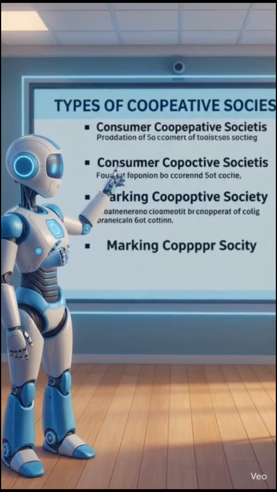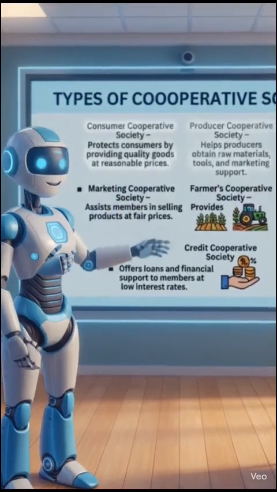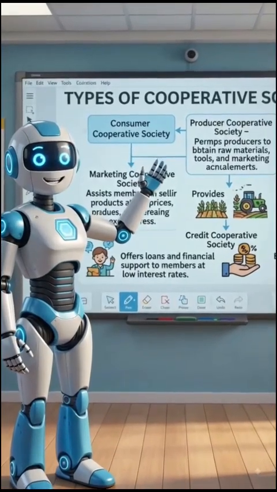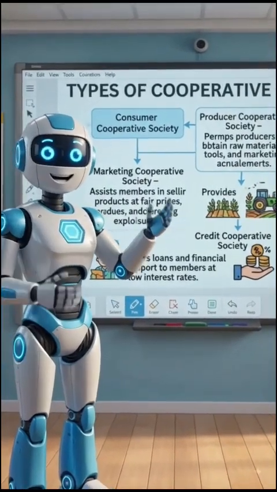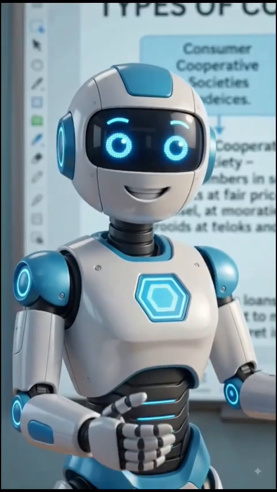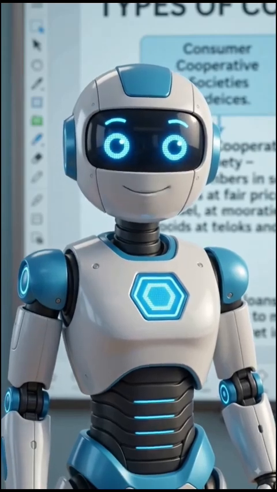Types of cooperative societies. There are 6 types of cooperative societies. Consumer cooperative societies are formed by consumers to protect themselves against exploitation by middlemen. They purchase goods in bulk directly from wholesalers at reasonable prices.